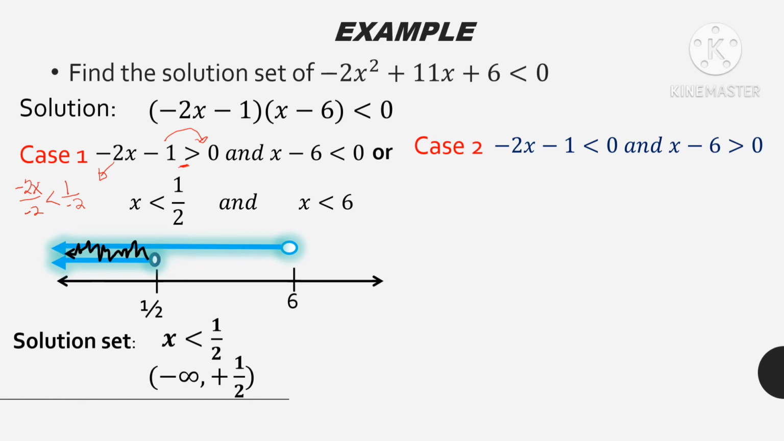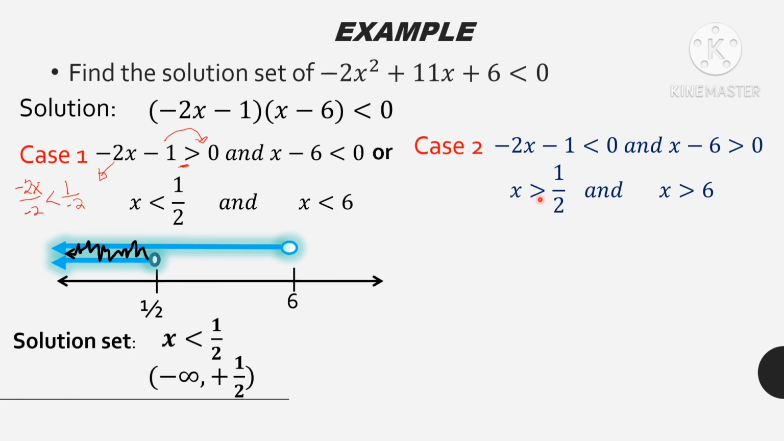So what are those numbers? So it could be 0, -1, -2, and so on and so forth. So there are infinite numbers. So how about in case number 2? So we solve. We have negative 2x minus 1 less than 0. So we're going to transpose negative 1 to the right side. Magiging negative 2x less than positive 1. Then we will multiply both sides by negative 1/2. That's why we reverse the inequality. From less than, it becomes greater than.